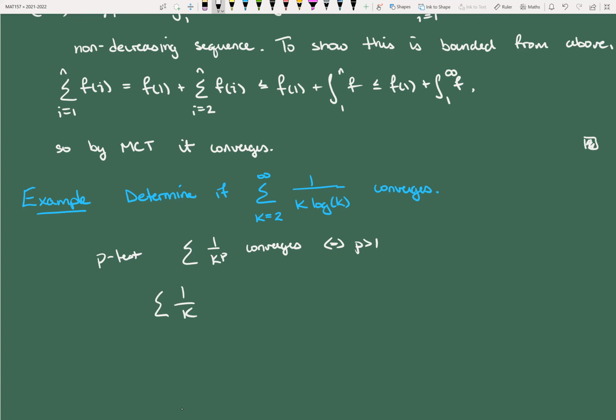Right? So if I look at this, we know this thing diverges, right? Because it's a harmonic series. And it seems like anything which goes to 0 faster than 1 over k converges, and anything which goes to 0 slower than 1 over k diverges. Does that make sense? Do you guys see this in the p-test, that this is kind of morally what the p-test is saying?